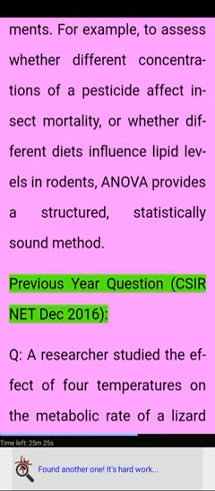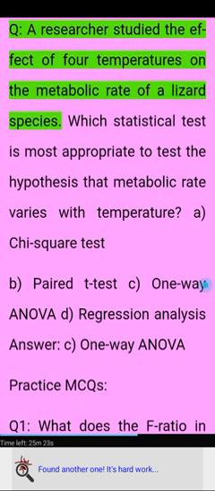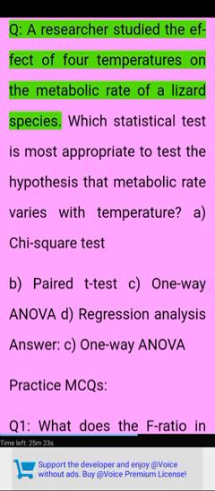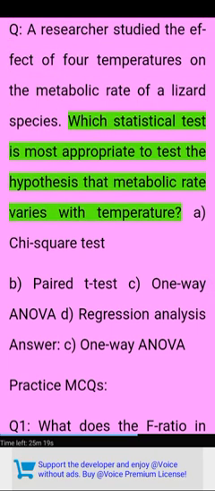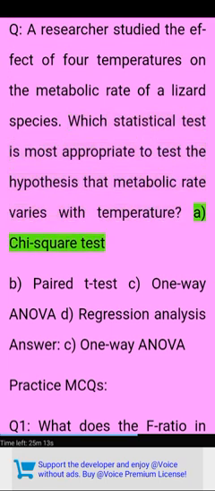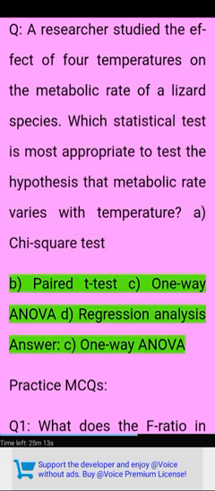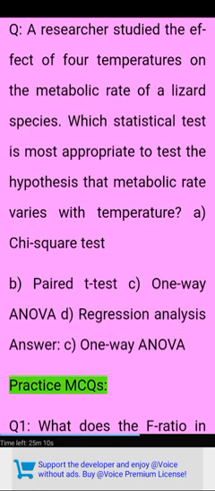Previous year question, CSIR NET December 2016. Q. A researcher studied the effect of 4 temperatures on the metabolic rate of a lizard species. Which statistical test is most appropriate to test the hypothesis that metabolic rate varies with temperature? A. Chi-square test. B. Paired t-test. C. One-way ANOVA. D. Regression analysis. Answer: C. One-way ANOVA.